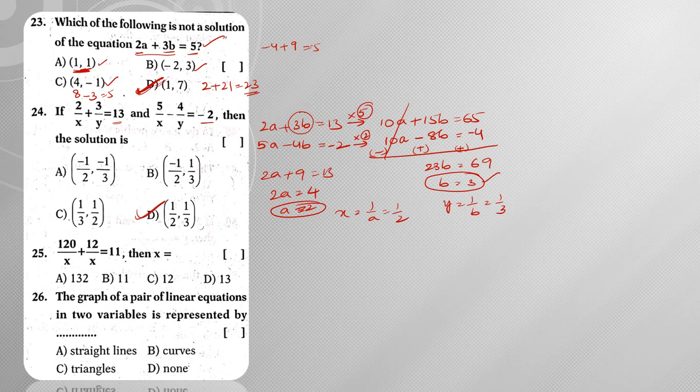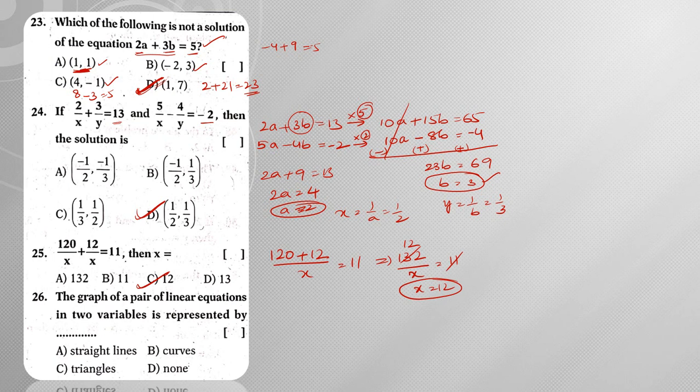Next, 120 by x plus 12 by x is equal to 11. So since denominators are equal, we can directly add the numerators. So 120 plus 12, it is nothing but 132 by x is equal to 11. So in 11 table 132 is 12 times. So clearly x is equal to 12 will be my answer.